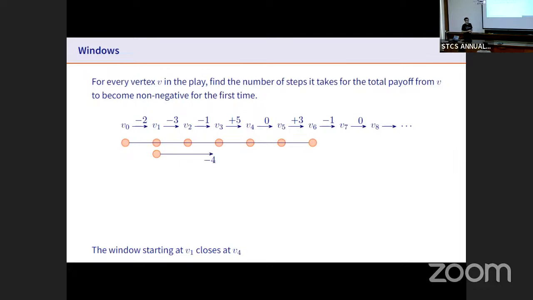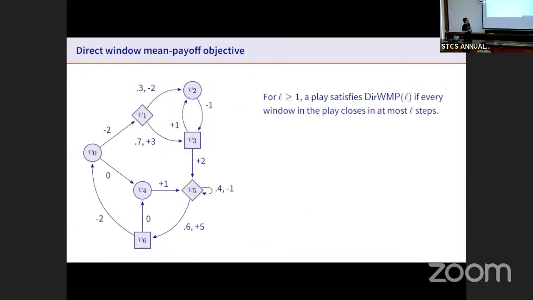And then we do this for every vertex in the play, and we see how long windows remain open. This window remained open for 6 steps, and this one remained open for 4 steps, and so on. Now we come to our objective. The objective we are interested in is this.